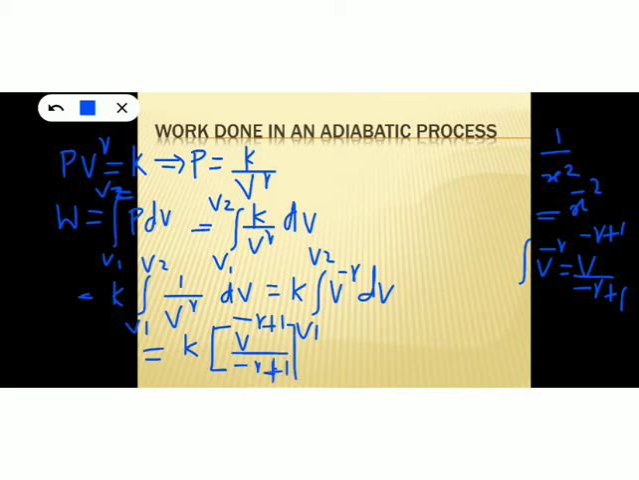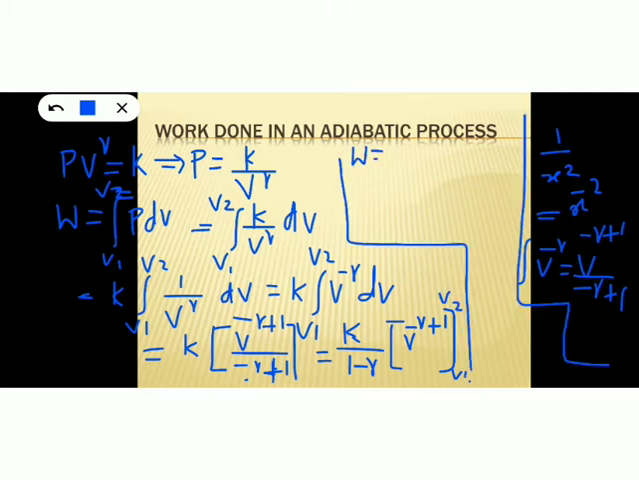Okay. Now this minus gamma plus 1 can be written as 1 minus gamma and take it outside the bracket. So equal to K by 1 minus gamma into V raised to minus gamma plus 1 from the integration limits V1 to V2.